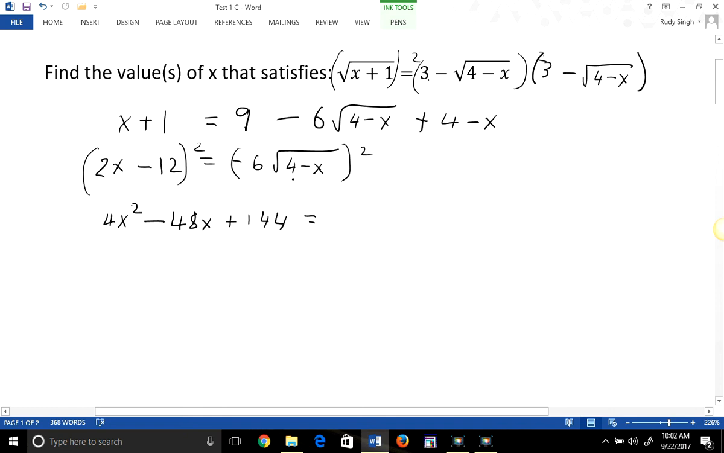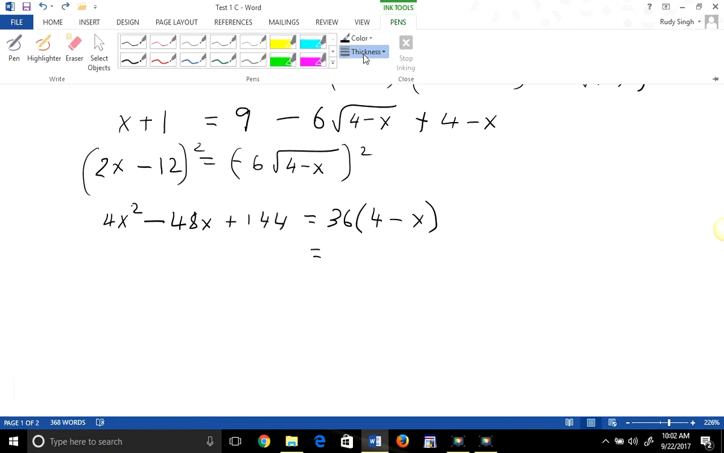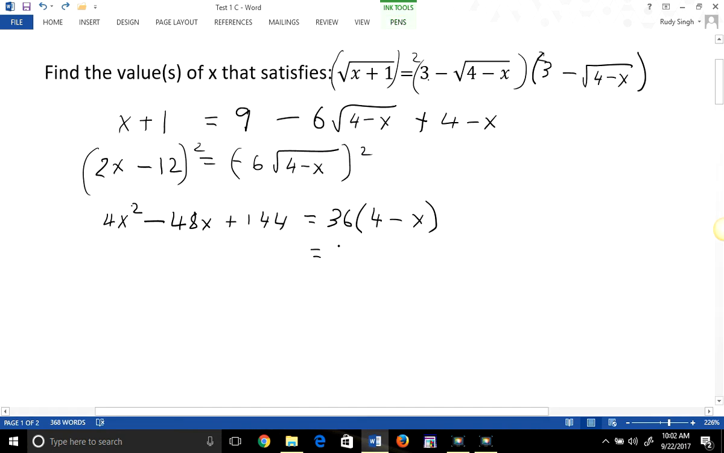to, if you square this, negative 6 squared is 36, and then you'll have 4 times x because the root undoes itself. So on the right side we can simplify a little bit more, and on the right side we'll have 36 times 4, which is 144, minus 36x, and I'll rewrite this here.